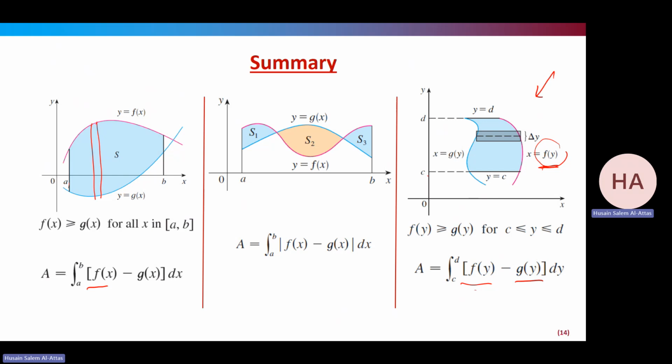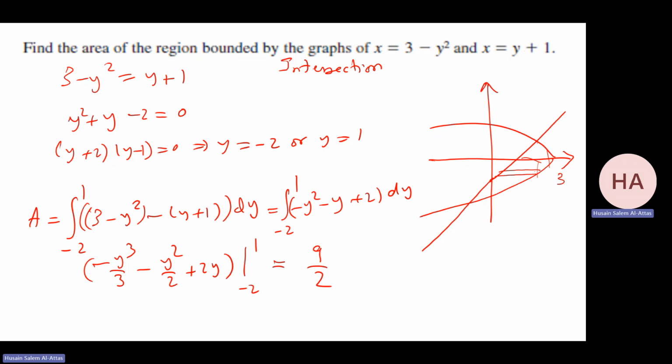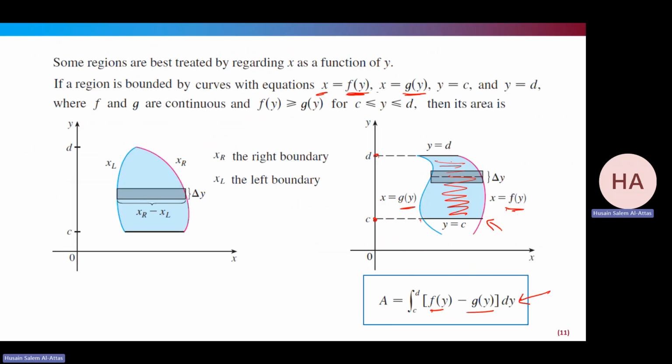And also, if I have different intersections, sometimes g is above f, sometimes f is above g, so I need the absolute value. I need to check these intersection points, and then see when f is above g or g is above f. So I deal with the integral. These are the three cases for the area, and I think we did an example in each case.